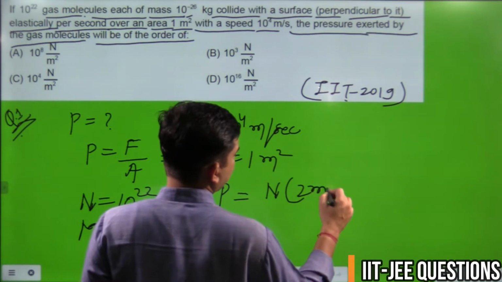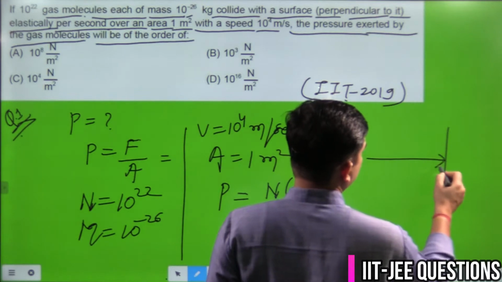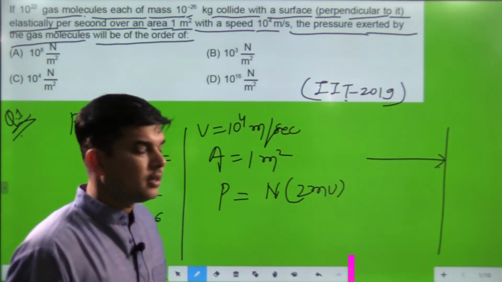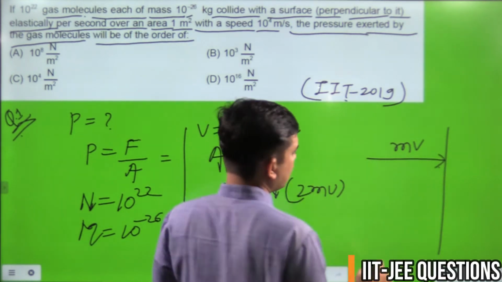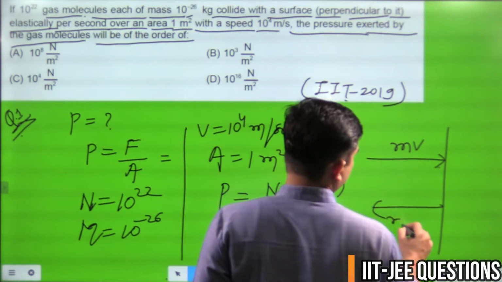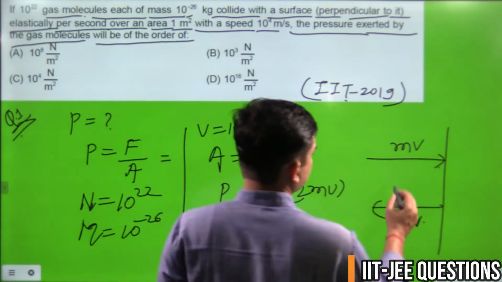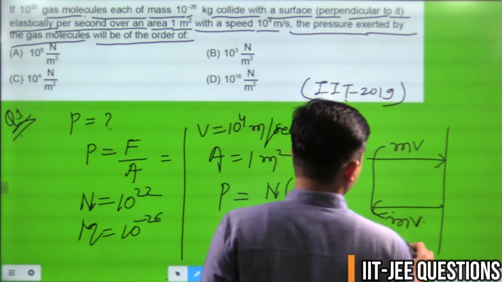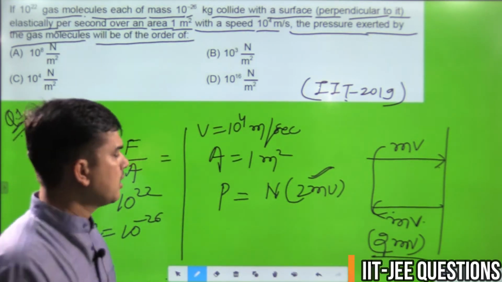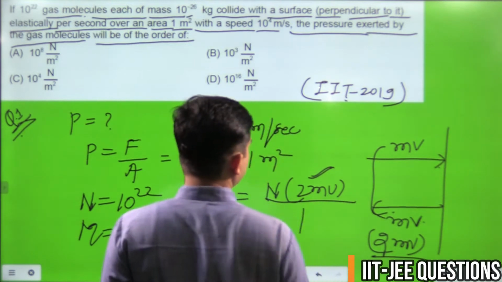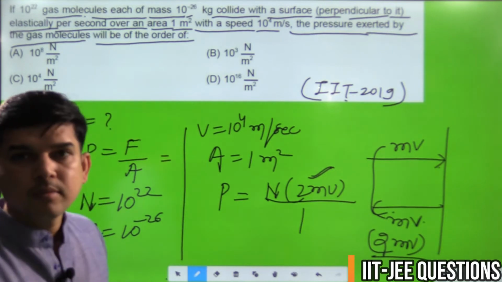N 2mv. Why 2mv? Because we know that when a gas molecule hits or collides with a surface, the momentum of the molecule on one side is mv, and when the molecule returns back, again the same momentum mv, the total change in momentum is 2mv. That's why we use here 2mv. The N 2mv upon area, it means the area is 1 meter square.